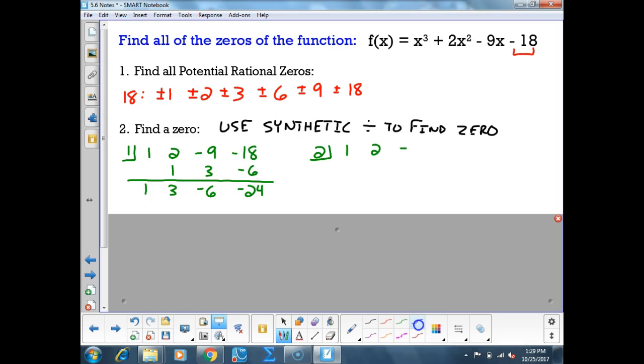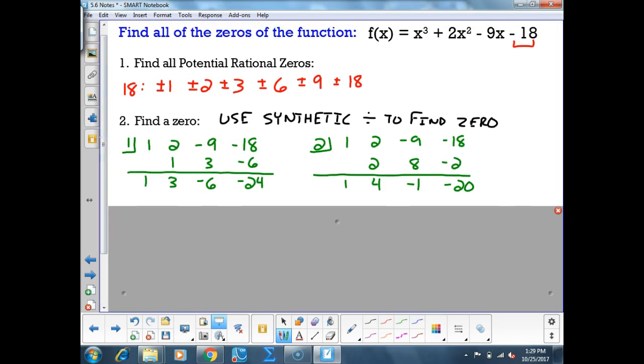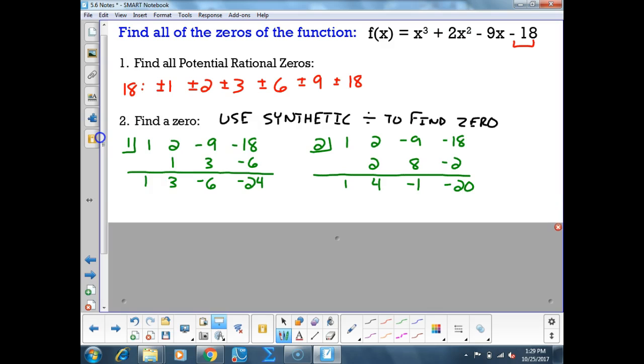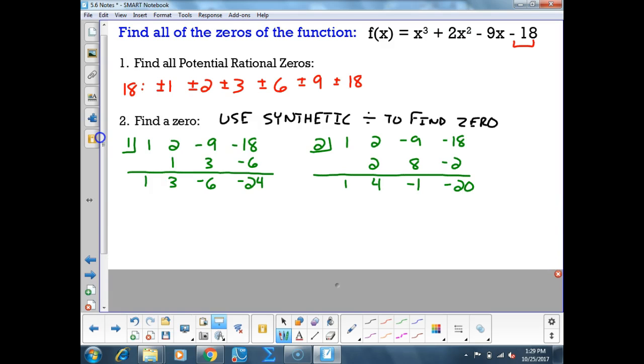1, 2, -9, -18. 1, 2, 4, 8, -1, -2, -20. Okay, -2. You want to go to 3? Let's go to 3. But you could try -2 if you wanted.